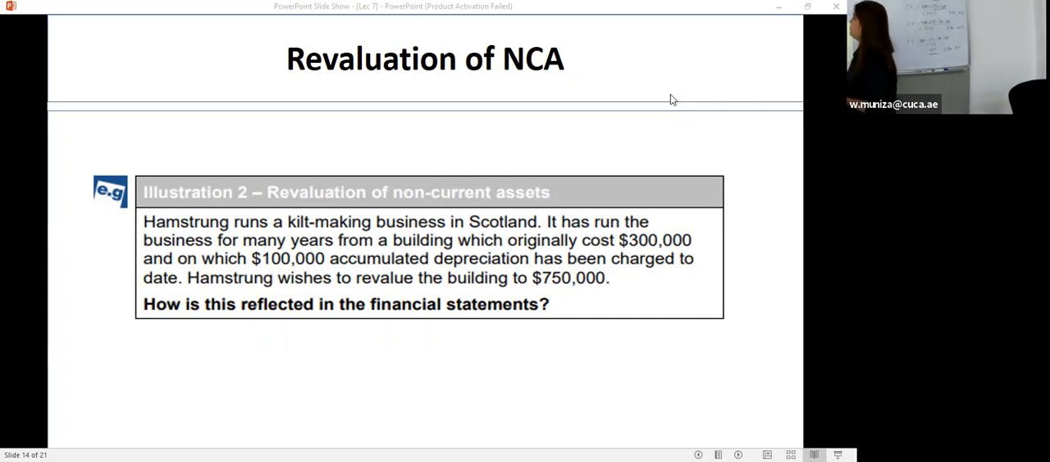And on which 100,000 accumulated depreciation is charged. Now in this case, we have accumulated depreciation as well. How much is it? $100,000. Accumulated depreciation has been charged to date. Armstrong wishes to revalue the building to $750,000. Revalued amount is how much?